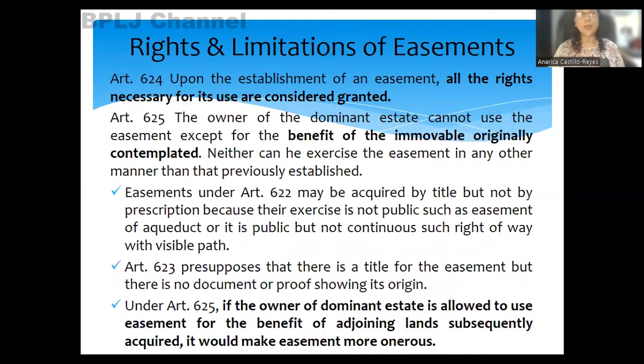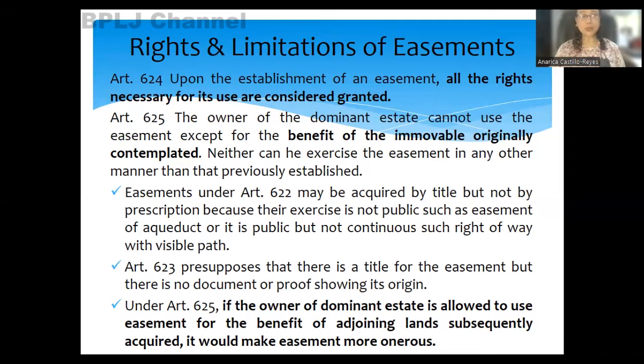Rights and limitations of easements. Upon the establishment of an easement, all the rights necessary for its use are considered as granted. Because how will you be able to use the same if the other rights which are needed for its use will not be granted? Okay? The owner of the dominant estate cannot use the easement except for the benefit of the immovable originally contemplated. Neither can he exercise the easement in any other manner than that previously established.